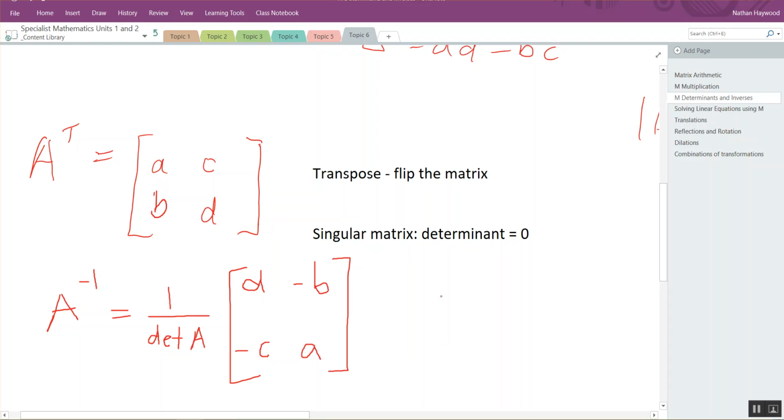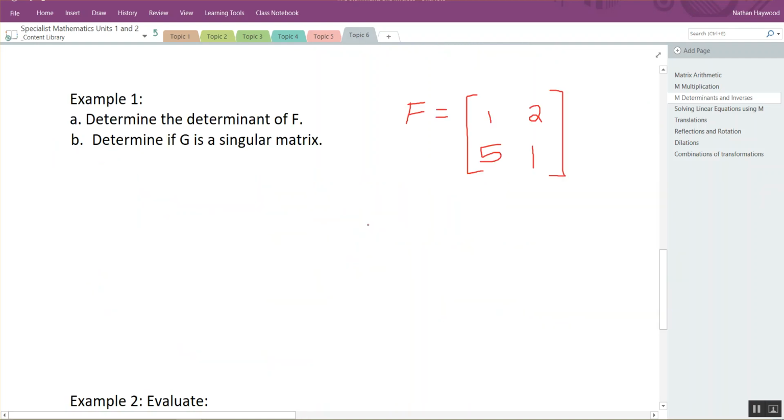Now if I multiply A by its inverse, row by column, row by column, row by column, row by column, I will end up getting, I hope you remember what this is, the identity matrix. All right, I think I've got it.